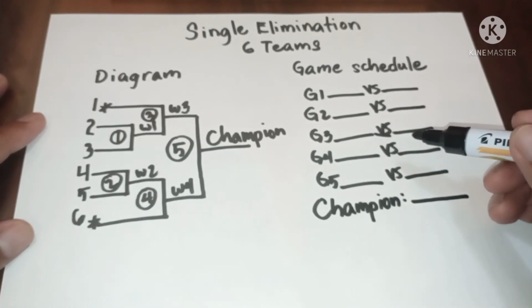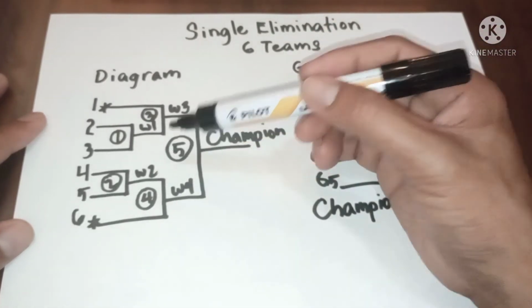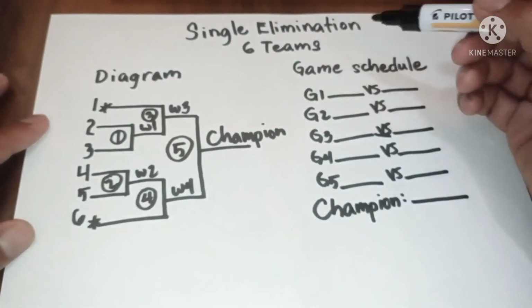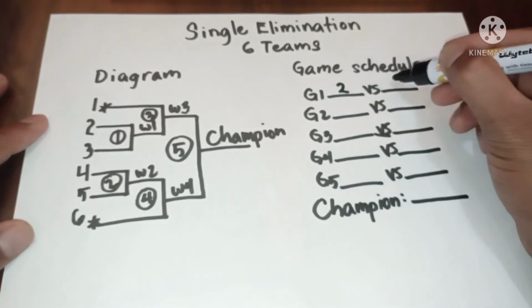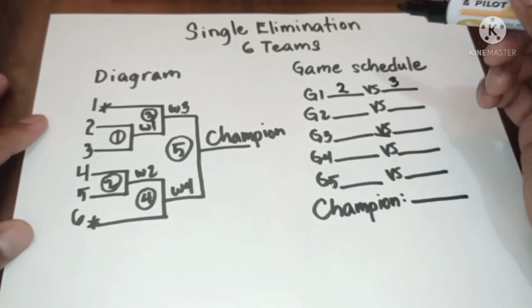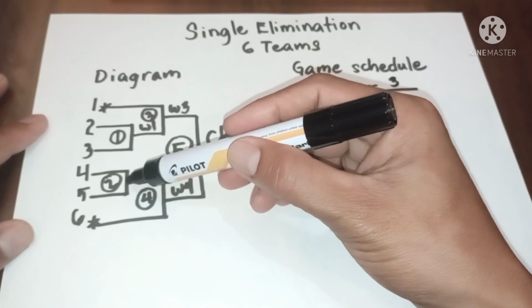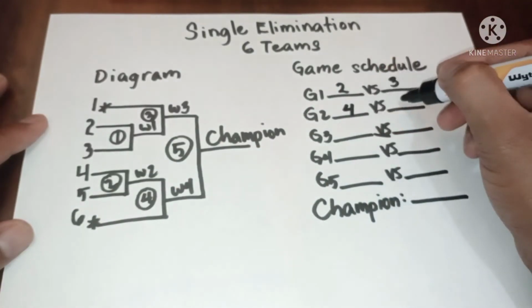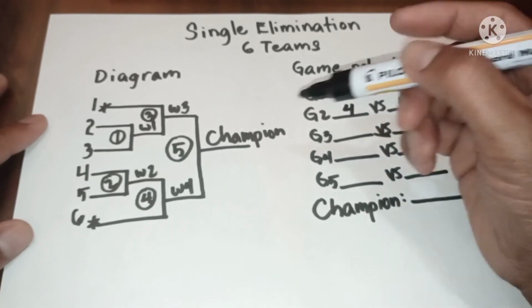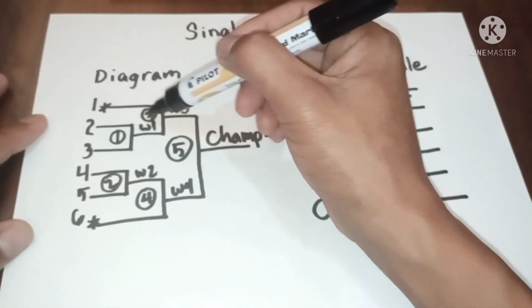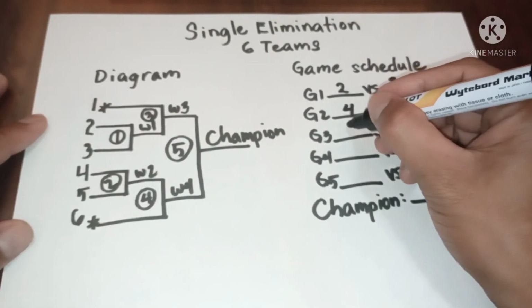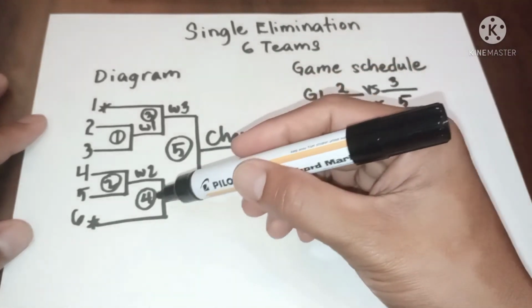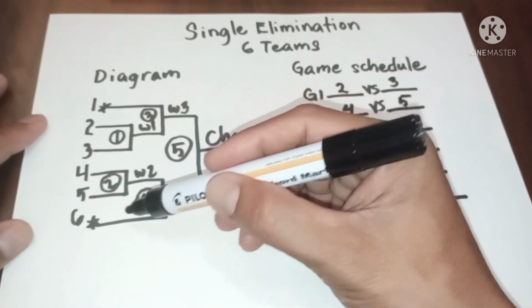Now let's interpret the diagram. In game 1, we have 2 versus 3. In game 2, we have 4 versus 5. In game 3, we have 1 versus winner 1. In game 4, winner 2 versus 6.